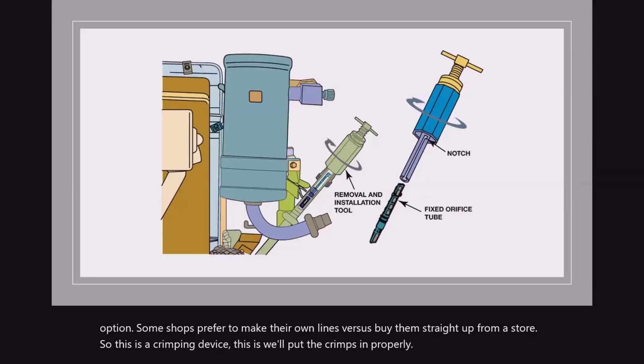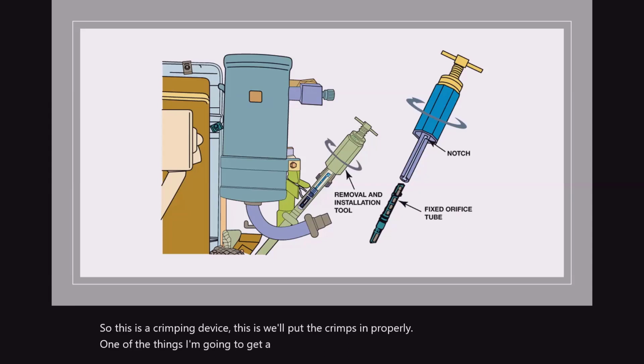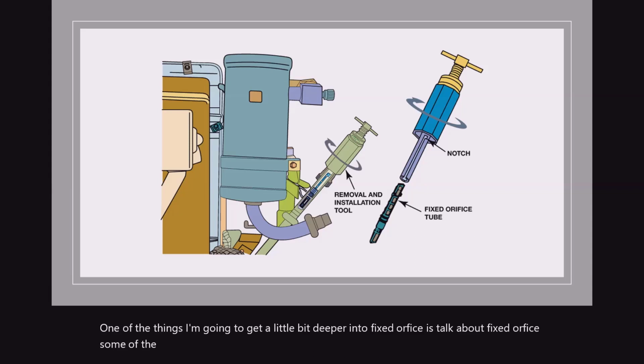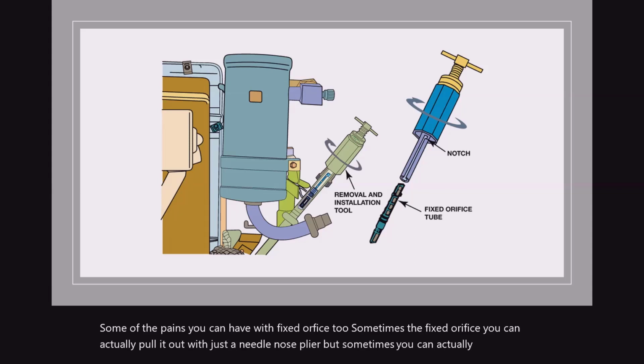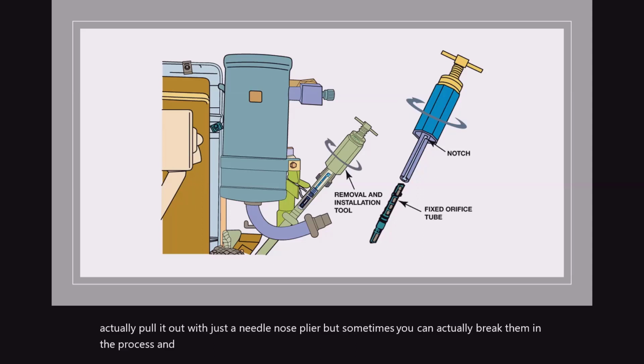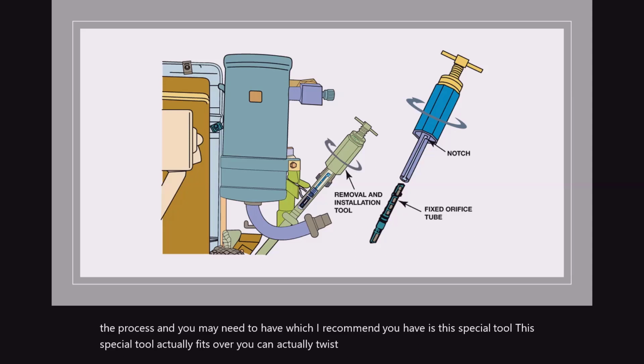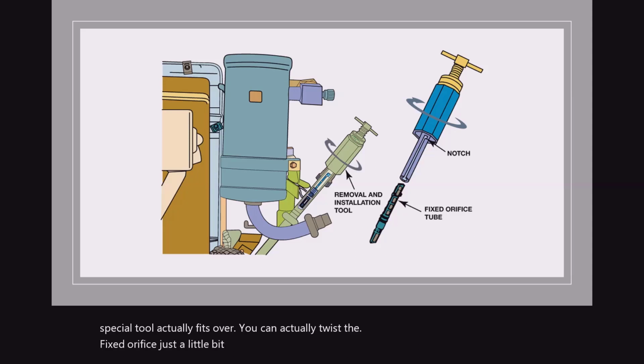One of the things I'm going to get a little bit deeper into is the fixed orifice, and some of the pains you can have with it too. Sometimes you can pull the fixed orifice out with just a needle nose plier, but sometimes you can actually break them in the process. You may need, which I recommend you have, this special tool. This special tool actually fits over it, and you can twist the fixed orifice just a little bit to bring it up a little easier.